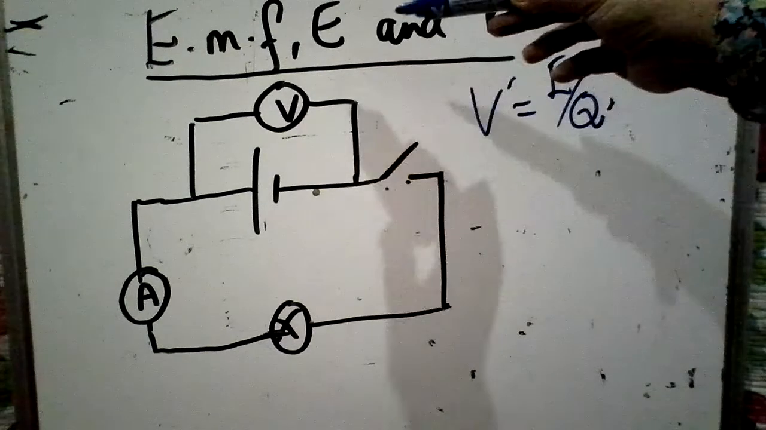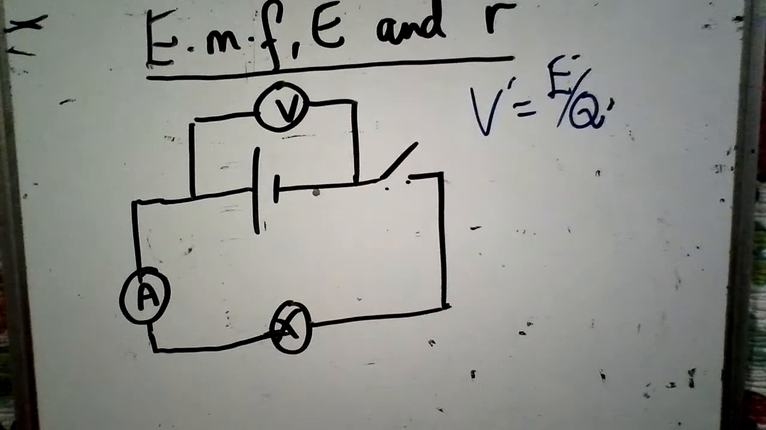When we talk about EMF E, it is the total voltage for the whole circuit that is supplied by the battery. So meaning from the positive terminal to the negative terminal, the total energy consumed per unit charge in the whole circuit, we call it EMF.